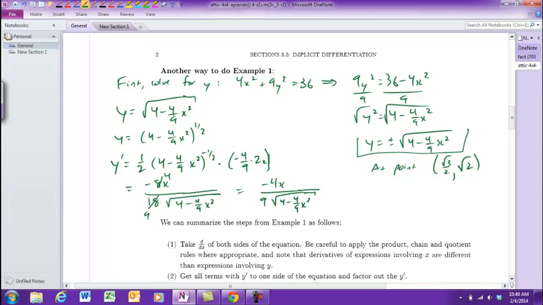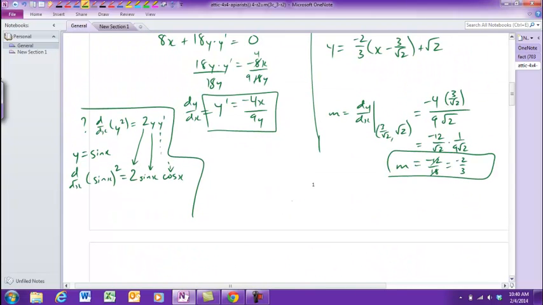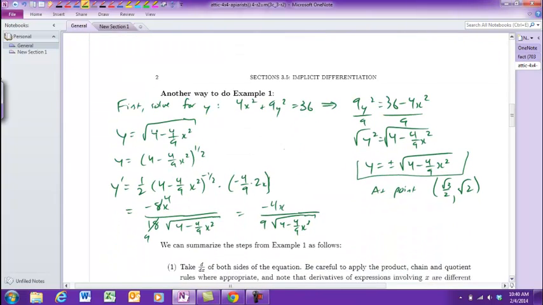And it may seem like this is a different answer because before I got negative 4x over 9y. And what's going on here is that this expression right here is equal to my value for y. So it looks different, but it's actually giving me the same thing.